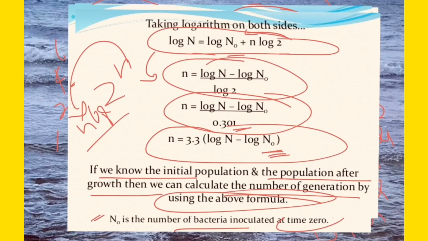You can calculate how many cells are present in each generation. This is one of the good examples. You can calculate bacterial growth and bacterial cell cycles in the successive division of the cells.